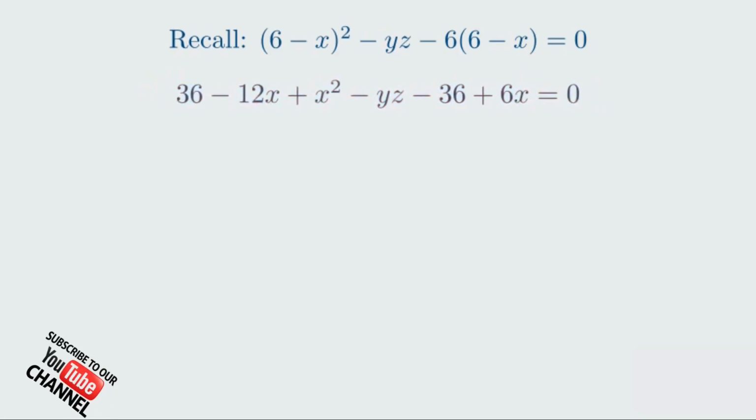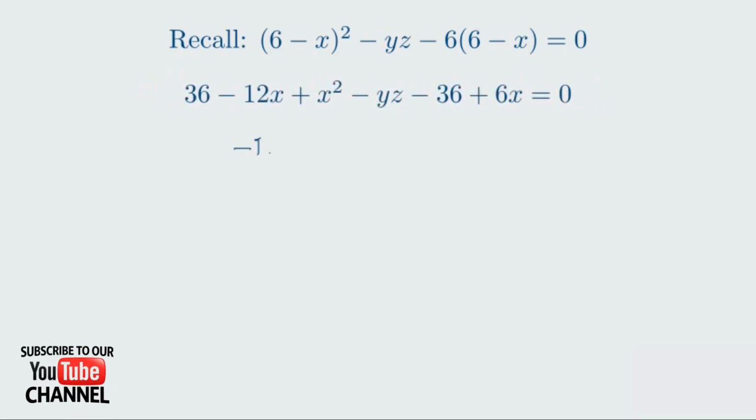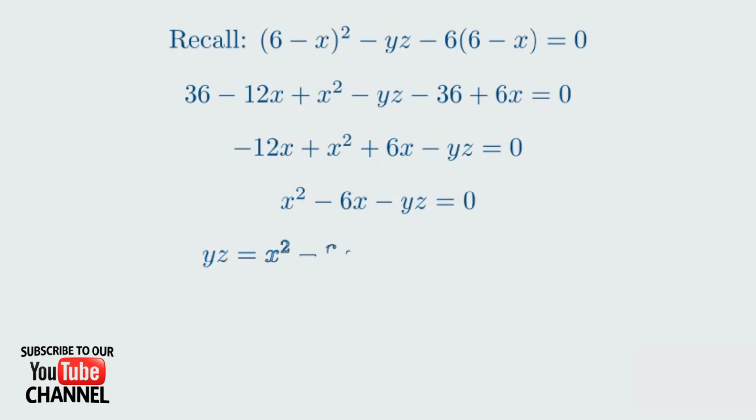This cancels the 36 from the first term. So, we are left with negative 12x plus x squared plus 6x minus yz equals 0. This simplifies to x squared minus 6x minus yz equals 0. This means our first key result, the relationship between x and yz, is absolutely correct. The error must be somewhere in the second part of the derivation. Let's re-examine how we formed key result 2. We are very close to the right answer, but this mistake tells us our strategy needs a slight correction.